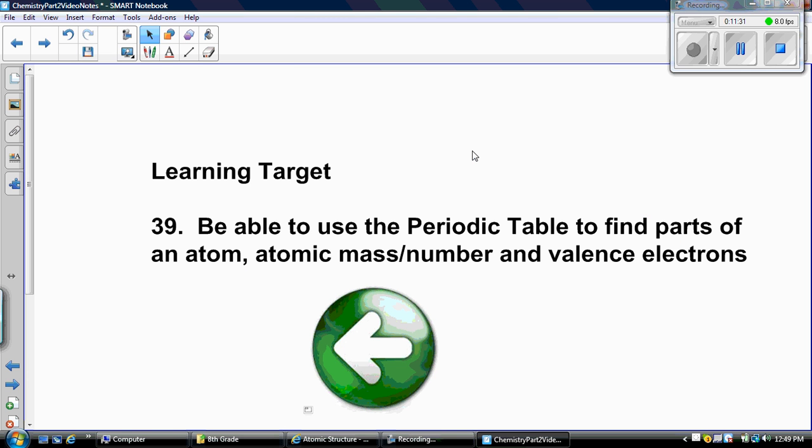Okay, so hopefully after you've colored in your periodic table and labeled it, you will be able to find the parts of an atom. You'll know where the number of protons, electrons, and neutrons are located. You'll know the atomic mass of each element. You'll be able to tell me the atomic number of each element. And you'll be able to tell me the valence electrons of each element.